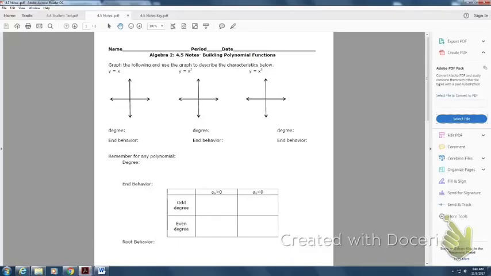So looking at just these parent functions here, hopefully you know these pretty well. You've got linear, which, finishing off that last set of notes, the degree of a linear is what? 1. The end behavior, we'll just put the words here. So is this one going down and up or up and up? Down and up.